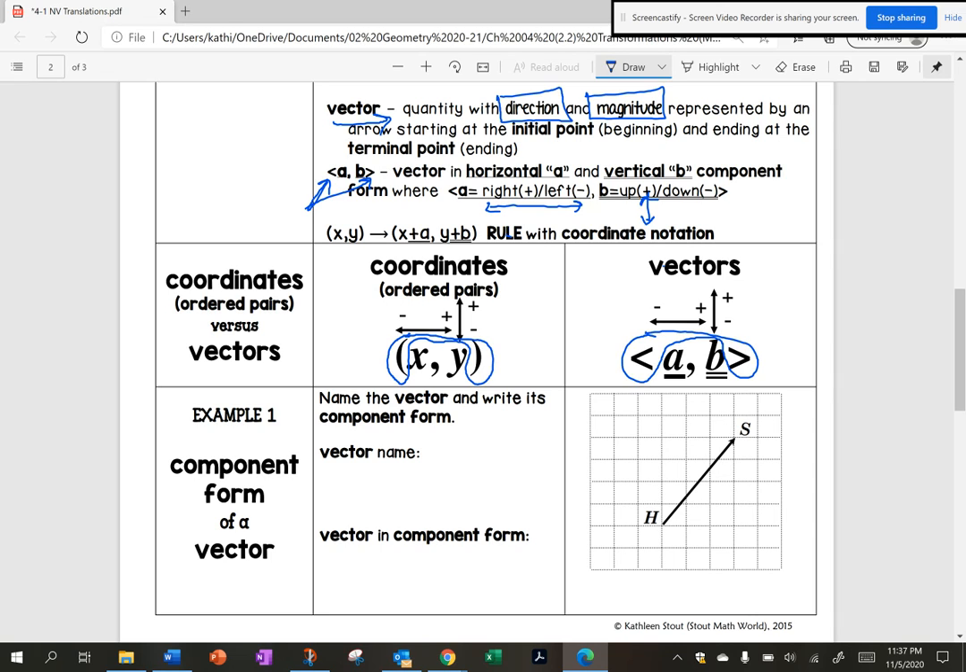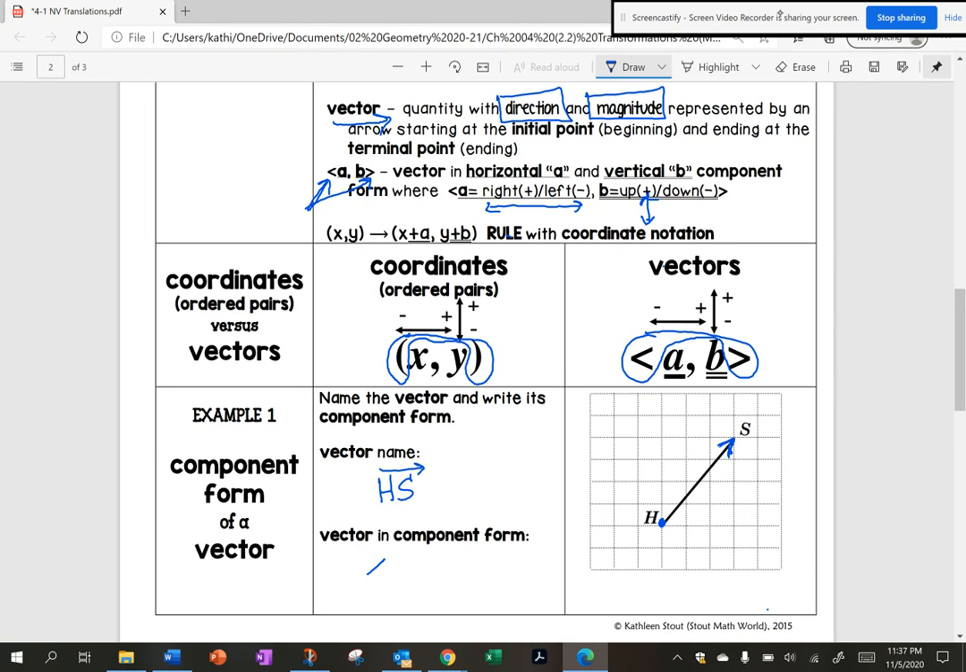Okay, so let's start out with the first part, the component form of the vector. So we want to name this vector and write it in component form. So I know H is the initial side because S has the arrowhead. So I name this as vector HS, which is similar to what we've been calling a ray.